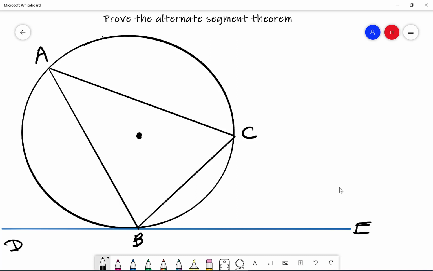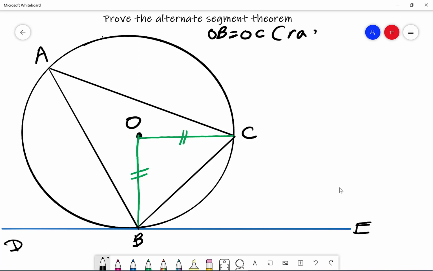Then we're going to mark the center of the circle. And then I'm going to draw in the radius here. And draw it again here. So we've got two radii of a circle. Now what's going to happen is OB is exactly the same as OC because they're both radii of a circle. So let's write that down. OB equals OC. Why? Because they're radii of a circle.